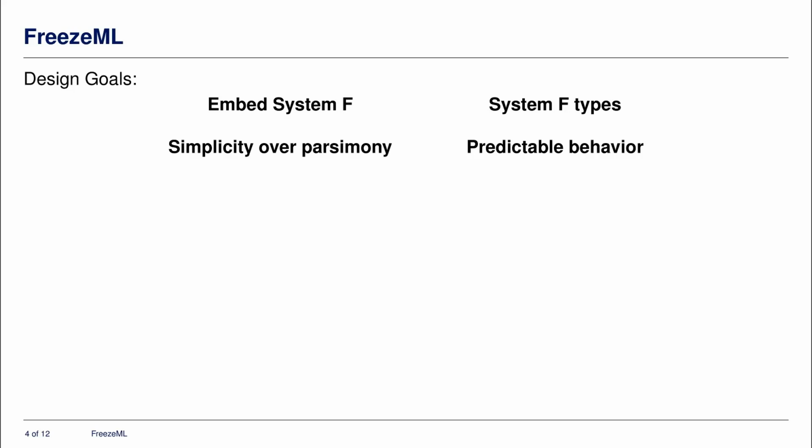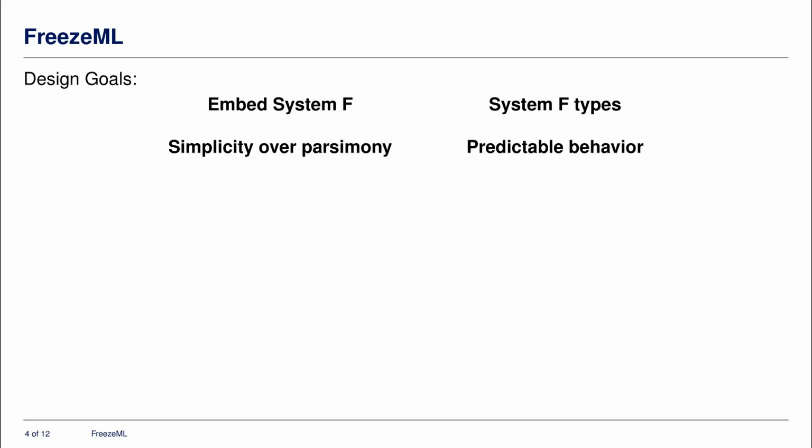For FreezeML we had several design goals, and here are 4 of them. We wanted full first-class polymorphism, meaning that we are able to embed SystemF into FreezeML. Secondly, we wanted to use just perfectly standard SystemF types and nothing else. And most importantly, we wanted to design a simple system that values simplicity over parsimony. So we wanted to design a system that is very easy to understand and implement, rather than one that tries to be very clever in order to save you some ink.